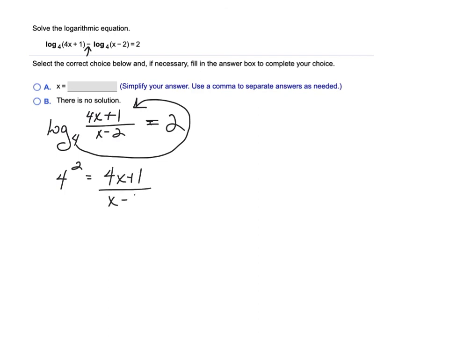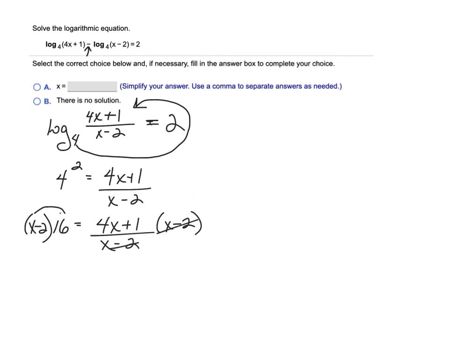And this is what we have. Now we're left with just solving this equation. Let's see, 4 squared is 16. So let's just solve it. Let's get rid of that denominator, so we can multiply both sides by x minus 2. Alright, these cross out. We get, let's distribute 16 through, and I'm going to do it over here. Okay, so that's 16x minus 32 equals 4x plus 1.